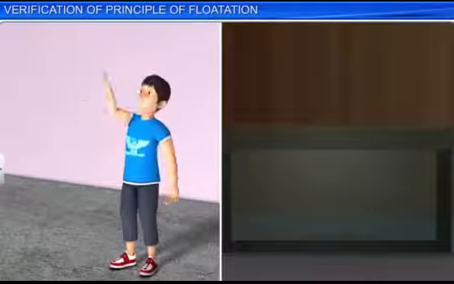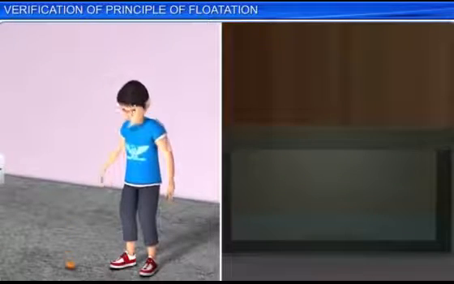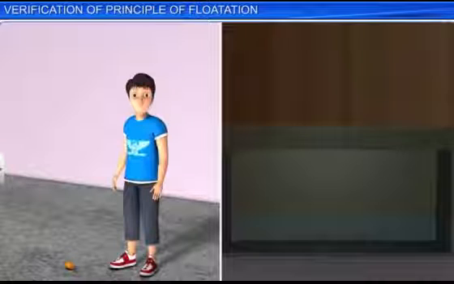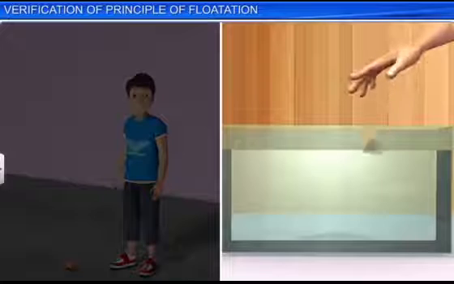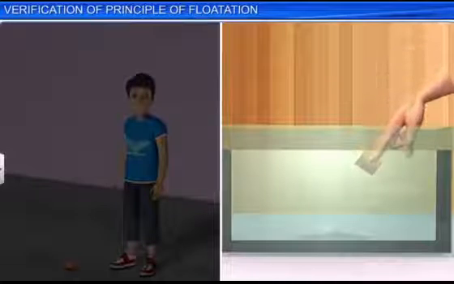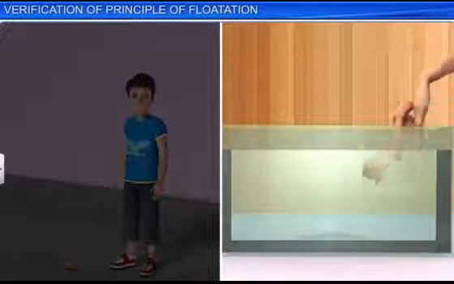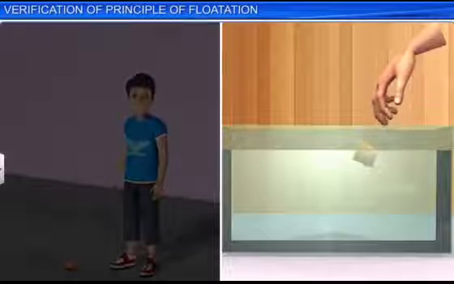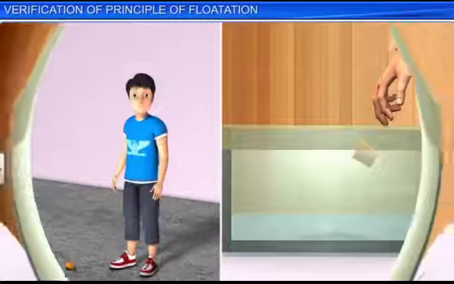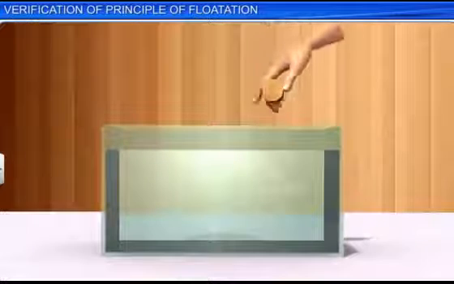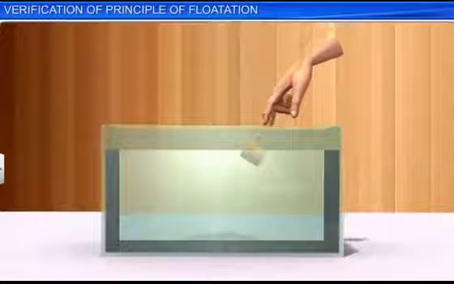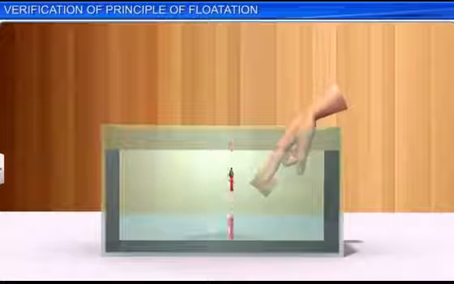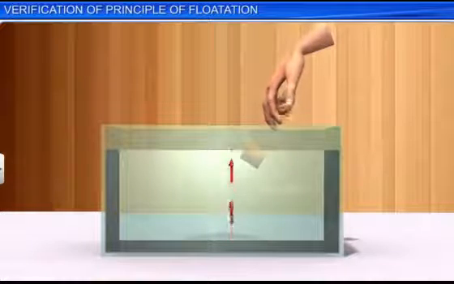When you throw a wooden cork in air, it falls to the ground due to gravity. But when you try to immerse the same cork in water, it bounces up because of an upward force acting on it. You can even feel this force with your hands. This upward force is known as upthrust or buoyant force.